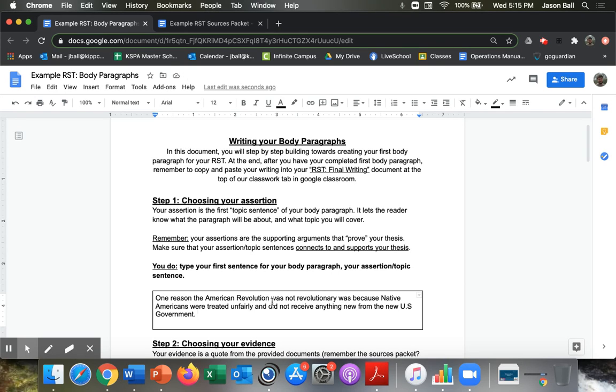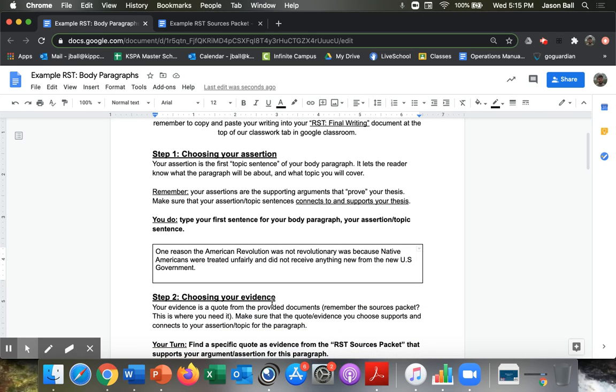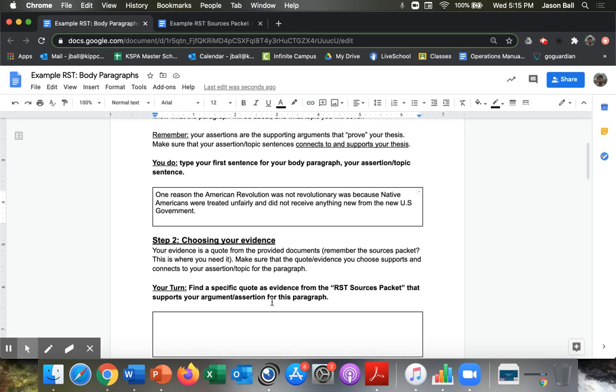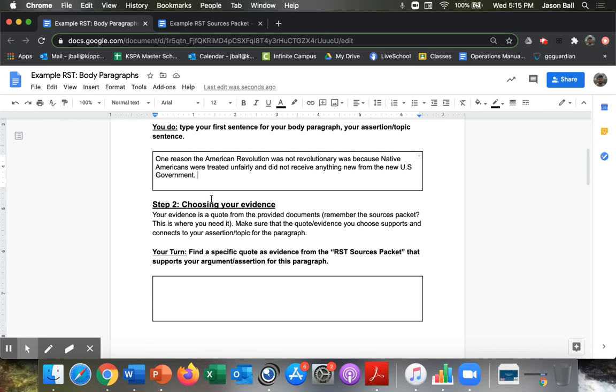It tells your reader what this body paragraph is going to be about, and remember, it has to support and connect to your thesis. So after I have that thesis assertion connection here, I'm going to go look for some evidence from the texts that actually support this argument that Native Americans were not treated fairly and did not receive anything new from the US government.